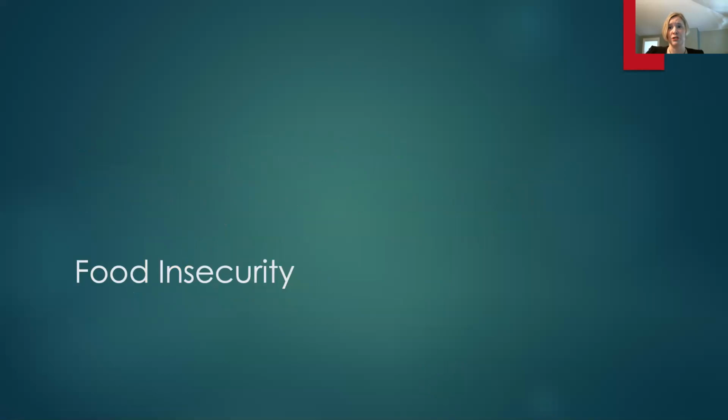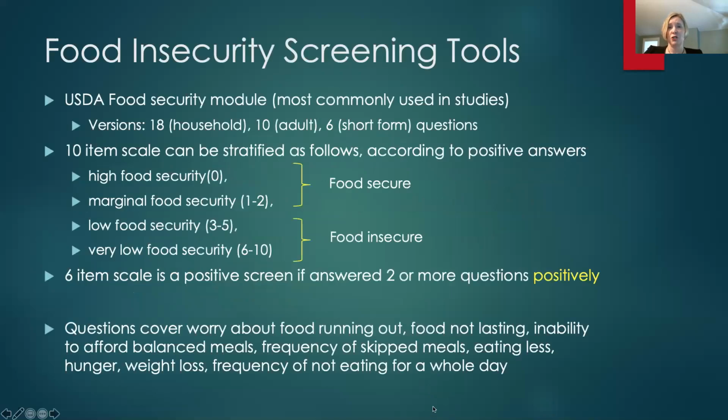So first, let's talk about food insecurity. The USDA food security module is the most frequently used in studies and has the most validation data. It is used in national surveys as well and has multiple forms: the 18-question household survey, the 10-question adult version, and the 6-question short form. Questions on the 10-item scale cover things like worry about food running out, food not lasting, inability to afford balanced meals, frequency of skipped meals, eating less because of cost, hunger because of cost, weight loss, and frequency of not eating for a whole day. And the 6-question scale is a subset of these.